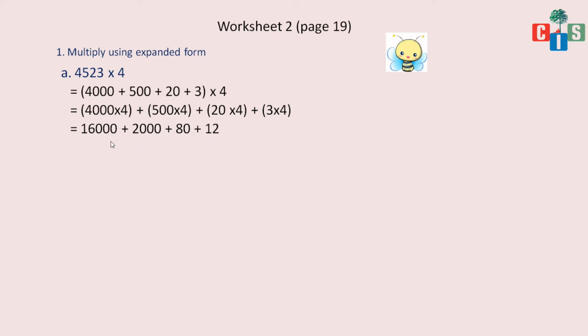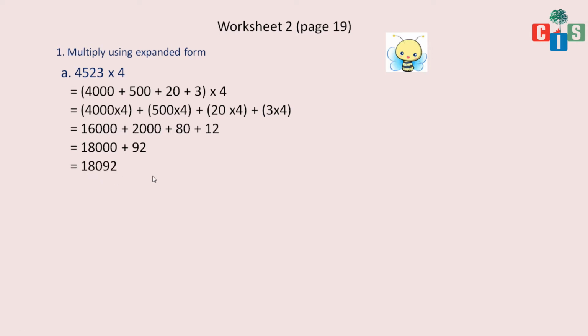Now remember students, to make it an easier step, I have told you that we will add the first and the third number. Okay, you can do like that also. You can add as is convenient to you. So here I find that 16 plus 2 will give me 18, so it will be 18,000, and then 80 plus 12 will give me 92. So I have done it that way. Now 18,000 plus 92 is 18,092.